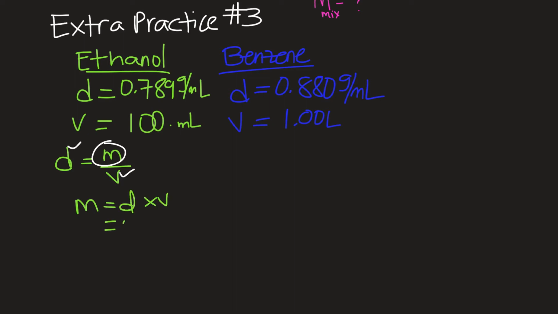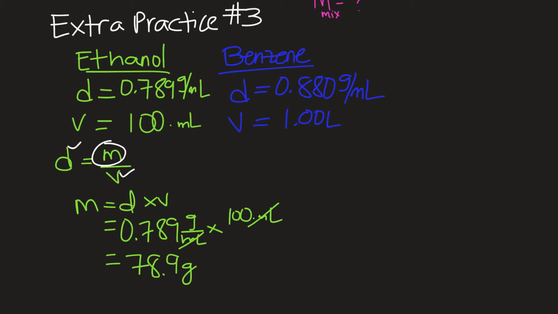So actually plug those numbers in. See how your units cancel. Don't get sloppy here. So times volume is 100 milliliters. Here we have units on the top that are the same as on the bottom. We'll be left with grams, which is a good thing because mass is in grams. And we're going to get an answer here of 78.9 grams of the ethanol.